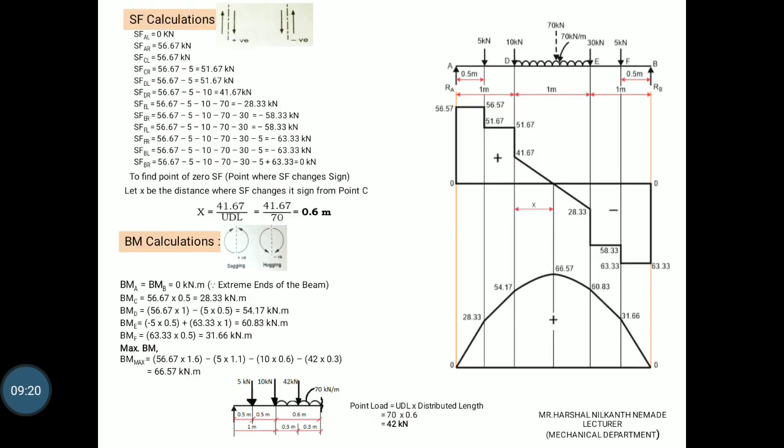After that, again I will calculate the SF calculations. Whatever SF calculation I have calculated, after that I will calculate the X value, which I have got as 0.6 meter. After that I will calculate the BM calculation. After the BM calculation I will calculate the maximum bending moment, and that will be 66.57 kilonewton meter. Okay, by this your SFD and BMD completes.